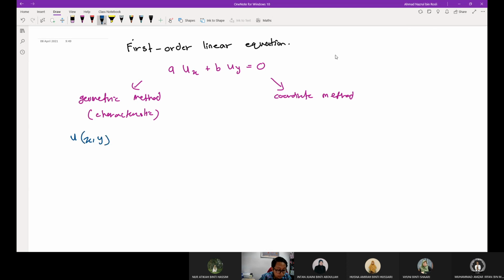y for f prime. Okay, this is the value of prime. You can get the value bx minus ay. So they prove it using the geometric method. That is their approach. Okay.